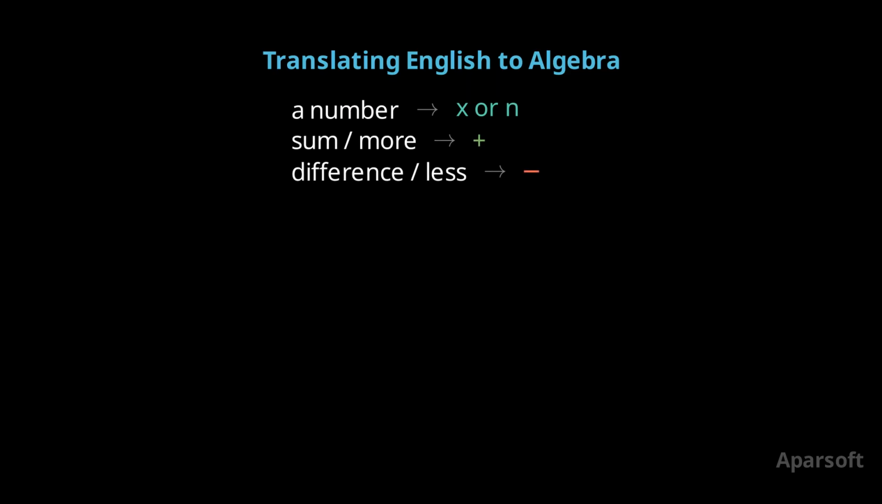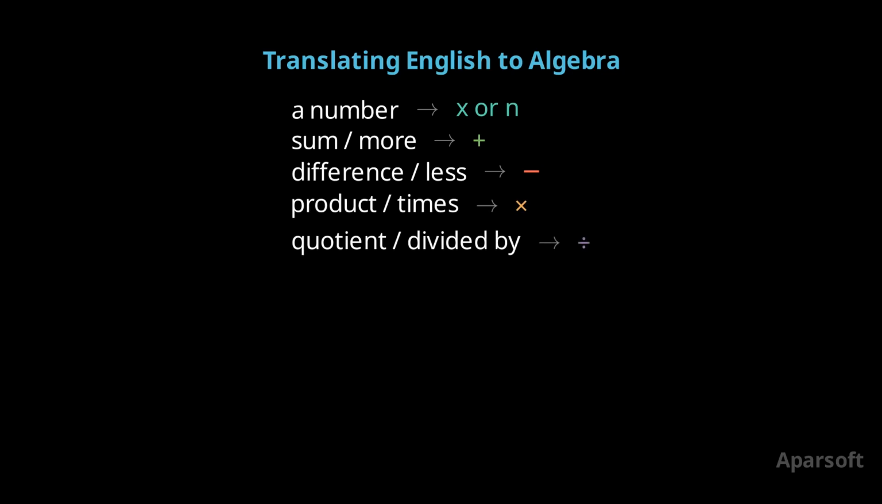Translating English into algebra is like learning a new language. Let us build a quick reference guide for translation. A number becomes a variable like x or n. Sum or more means addition. Difference or less means subtraction. Product or times means multiplication. Quotient or divided by means division.